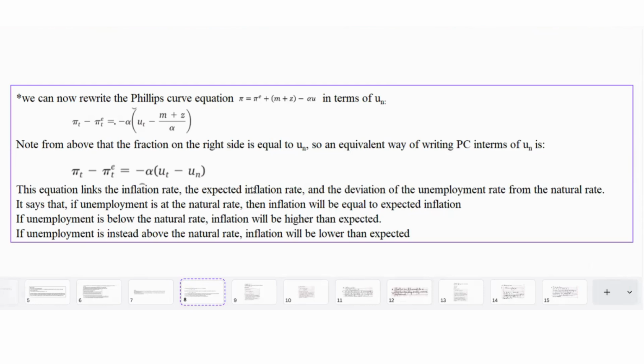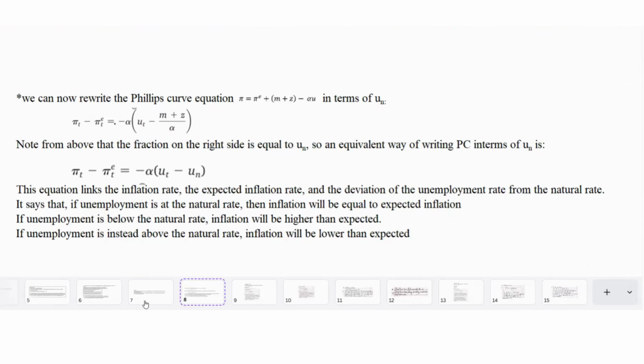Given that we know how we can find the natural rate of unemployment from the Phillips curve equation, we're going to rewrite the Phillips curve equation in terms of un. For this, we're going to write this as pi t minus pi t expected, so we're just taking pi t expected to the other side. Then we factor out a minus alpha, and we're left with ut minus (m + z) by alpha. So we're taking pi on the other side and factoring out a minus alpha, and we get this. Note from above that the fraction on the right-hand side is equal to un.